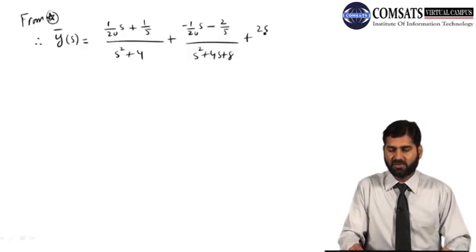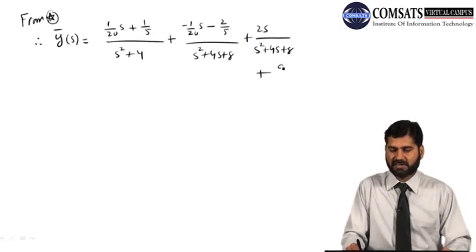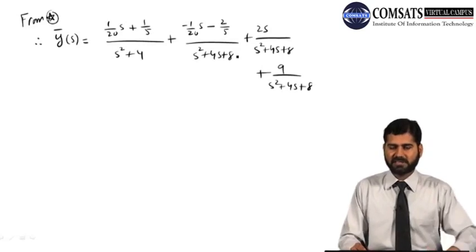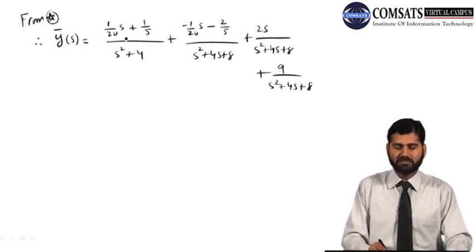So you got plus 2S over S square plus 4S plus 8 and plus 9 over S square plus 4S plus 8. So these are the partial fractions. After that we are getting this. Now I need S with this one.